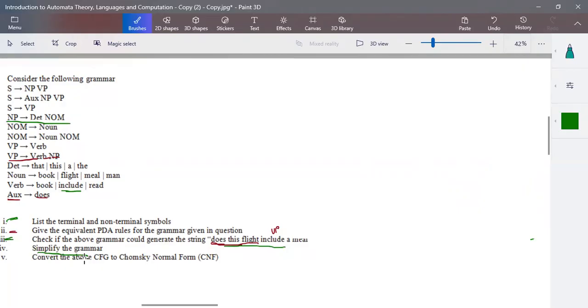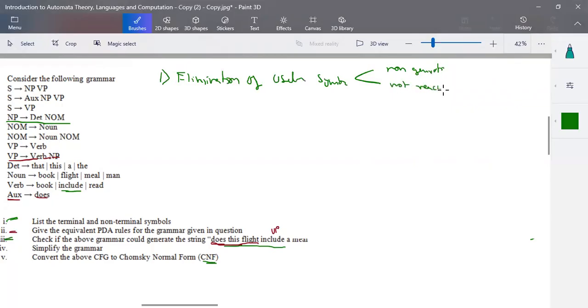Simplify this grammar. So why do you want to simplify any grammar? To convert any grammar to Chomsky normal form, we have to have the simplification step. And what are all the simplification steps we have? Removal, elimination of useless symbols. And how many useless symbols do we have here? Non-generating and not reachable symbols. And the second step is elimination of epsilon production. And the third step is elimination of unit production.